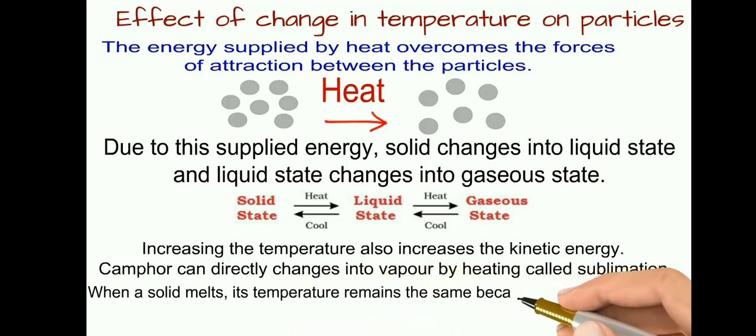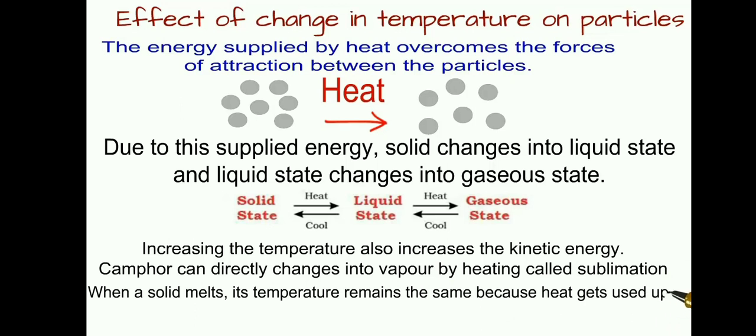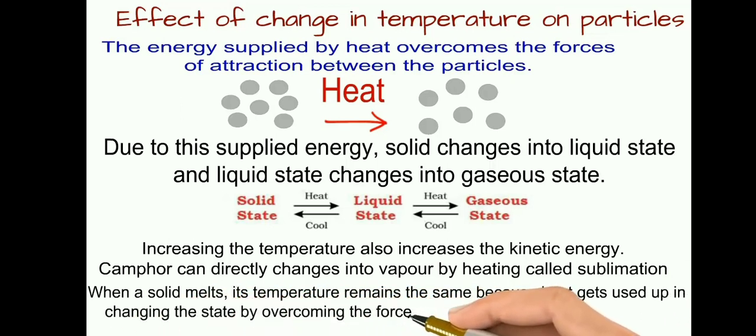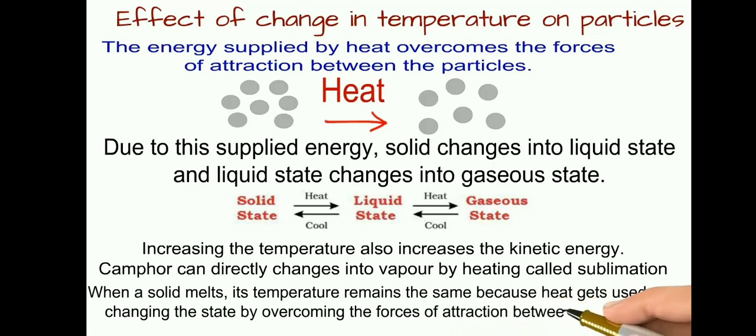Camphor can directly change into vapor by a process called sublimation. When a solid melts, its temperature remains the same because heat gets used up in changing the state by overcoming the force of attraction between the particles.